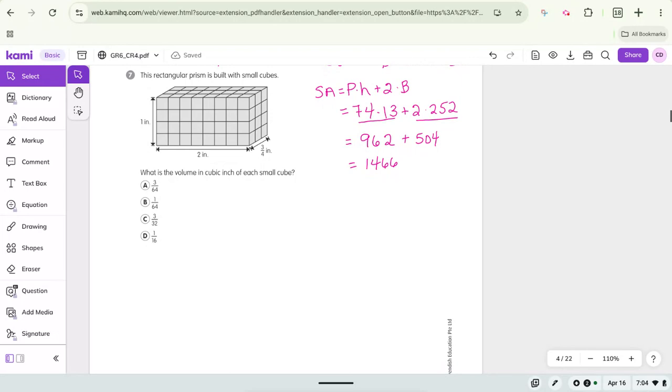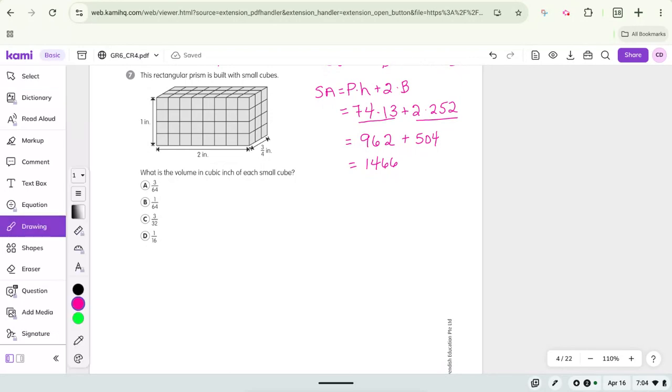All right, number 7, we have another rectangular prism built with small cubes. It says, what is the volume in cubic inch of each small cube? Well, first, let's find the volume of the entire figure. So volume is the area of the base of a prism times its height. Now the base of this prism is just a rectangle. So we'll just do length times width of the base times the height. So we have the length, we have a width, that's the base, and then we have our height of 1.